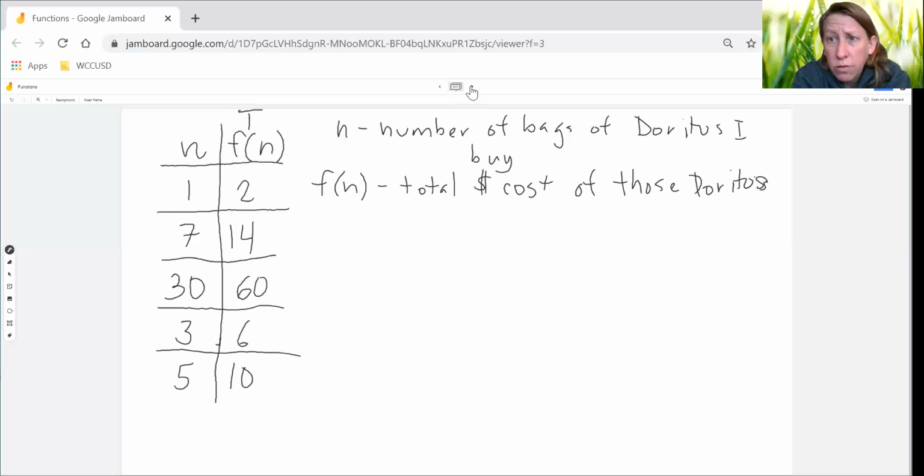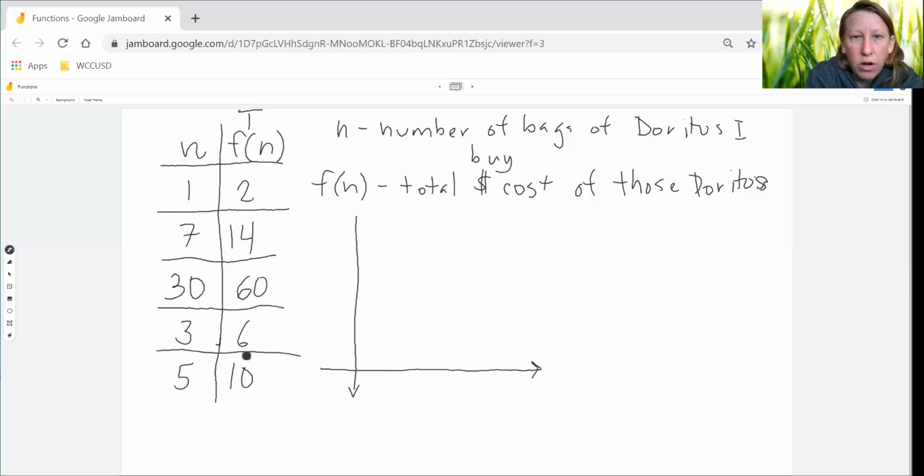So one thing we do in math a lot is we represent things different ways. So this makes a lot of sense for a lot of people. They can kind of see, oh, this is the number of bags of chips and this is how much it costs. Some people like to see it visually. Graphs are really useful if you want to convince people of your arguments.